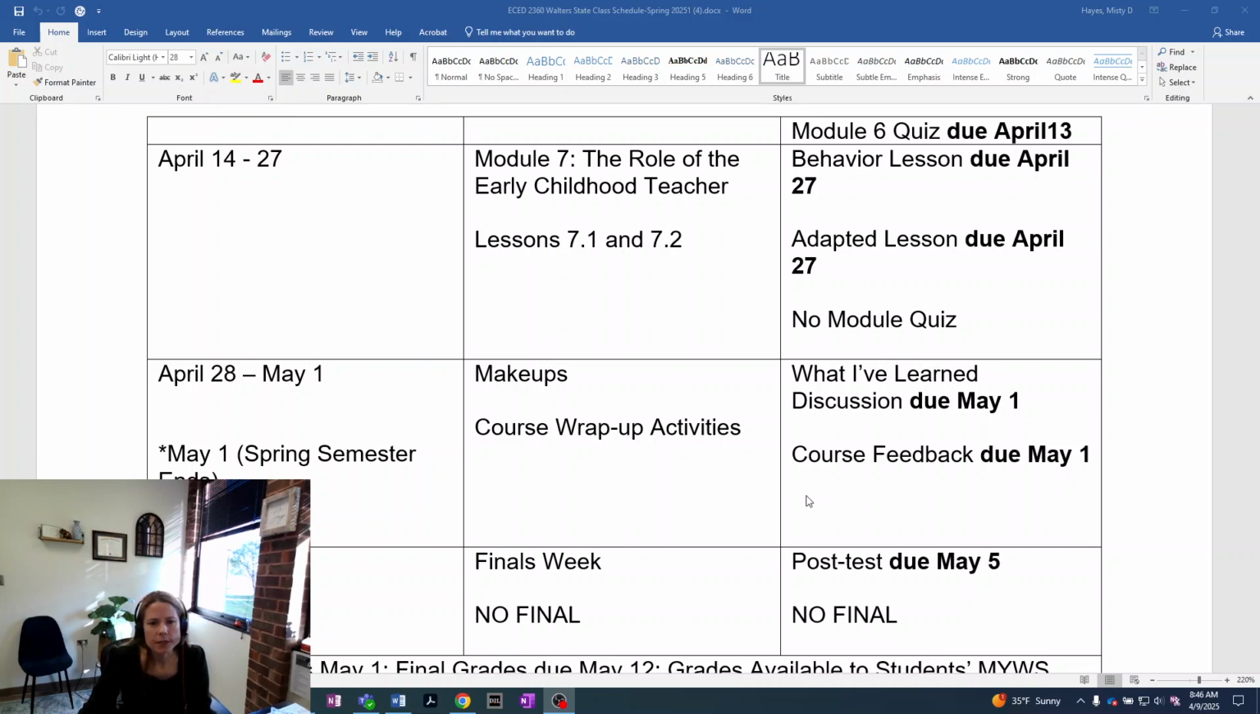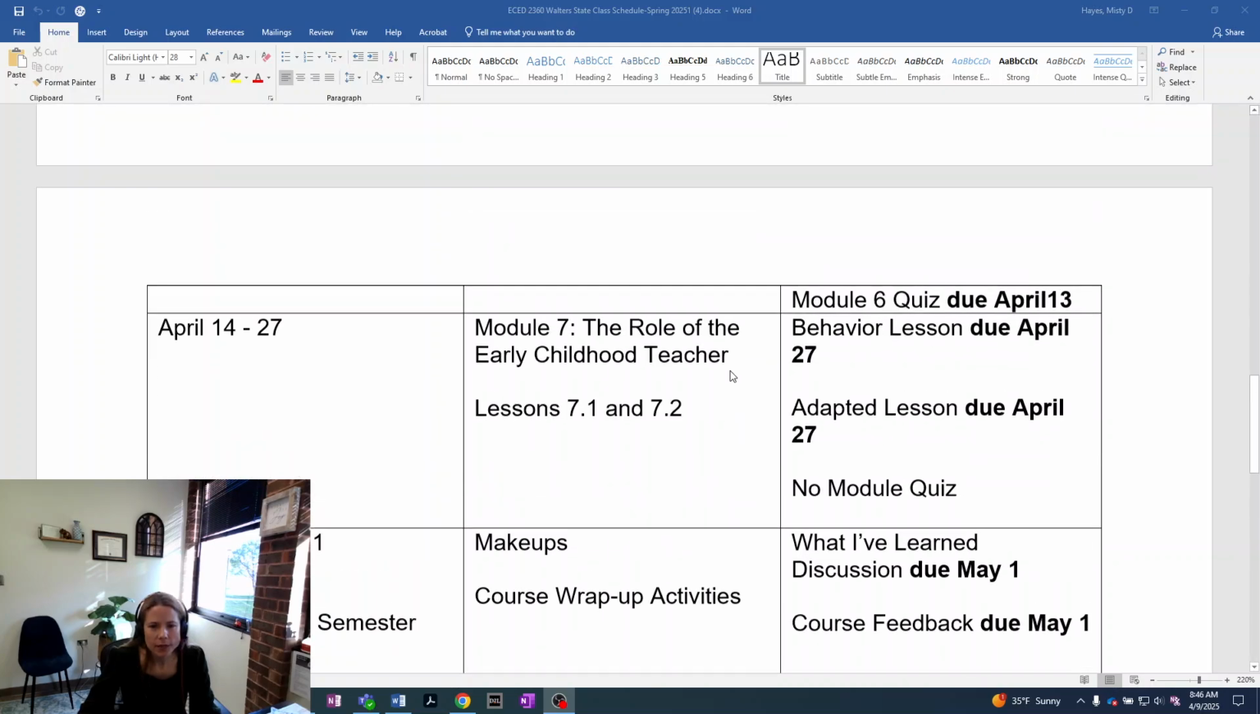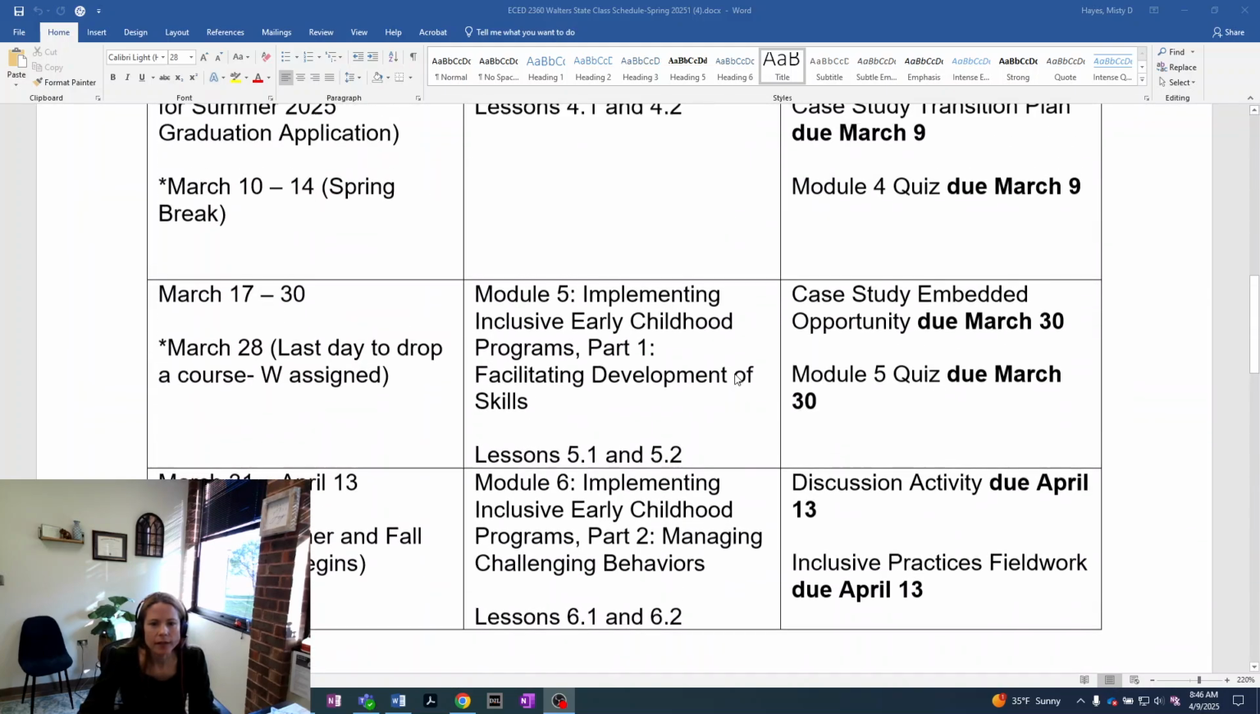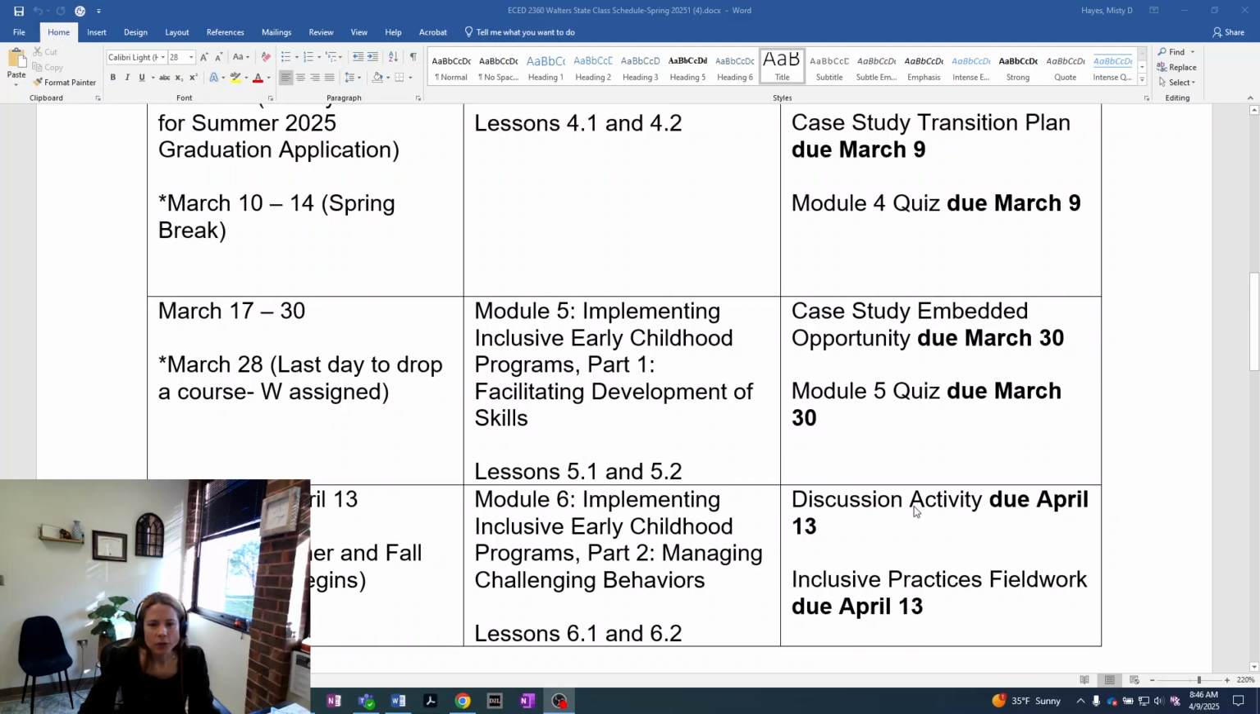So I wanted to start with our course calendar so you can see kind of where we are and kind of where we're headed for the rest of the semester. You'll see we are working on Module 7. To recap, we have been working on implementing inclusive early childhood programs.